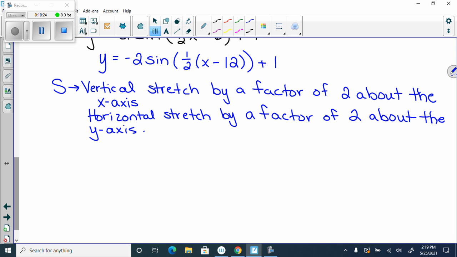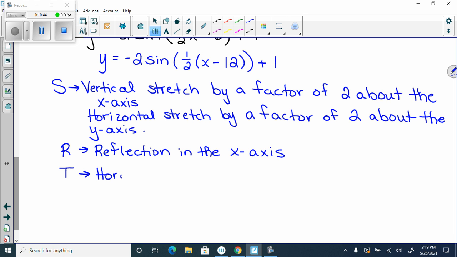And we do our reflections. The reflection is in the front, so it's with the y, so it's about the x-axis. So it's a reflection in the x-axis. And there isn't one in the y because the half isn't negative. My translations, I have a horizontal phase shift.